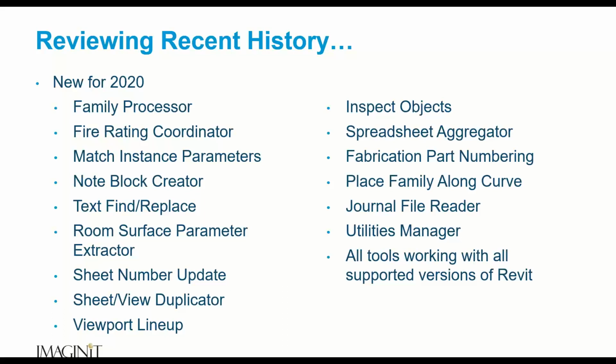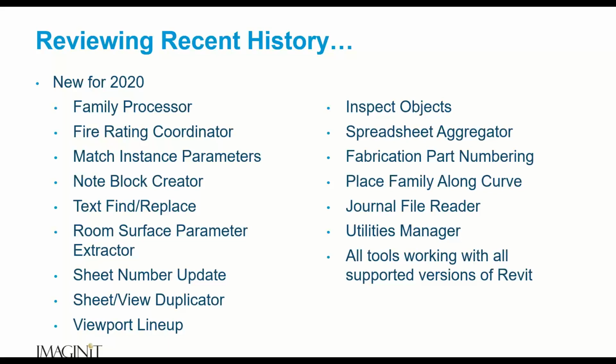One of the things that we also adjusted at that point in time is we made it so that all of these tools would work retroactively with all supported versions of Revit. Now there's a couple of things through there with the fabrication part numbering. Well, it wouldn't work in some of the older versions of Revit because they didn't have fabrication parts. So it's the supported versions of Revit related to what it's working on and what's currently supported at that time by both ourselves and by Autodesk.